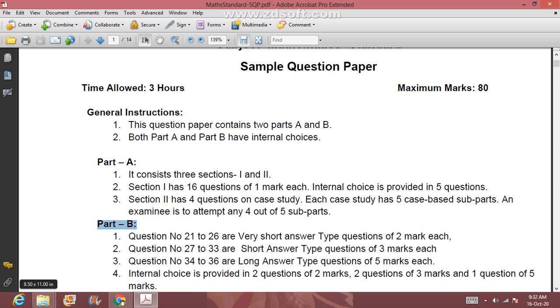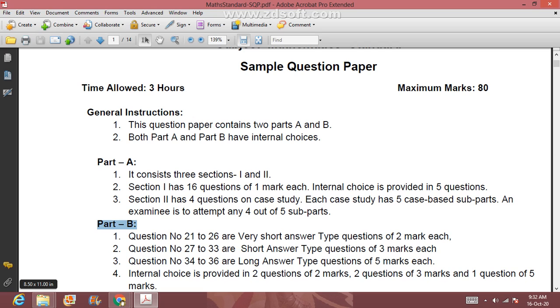In that, section A carries 1 mark, section B carries 2 marks, section C carries 3 marks, and section D carries 4 marks. Total number of questions were 40. In section A, 1 mark, MCQ is there. You are having four options, and out of that you have to choose one option. Here, 1 mark questions are there.